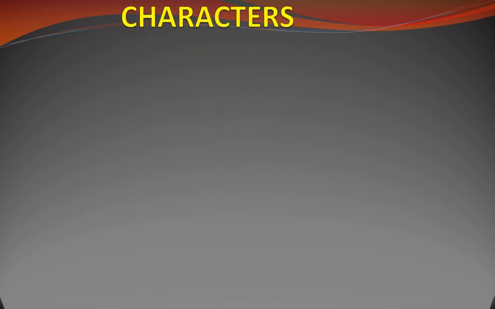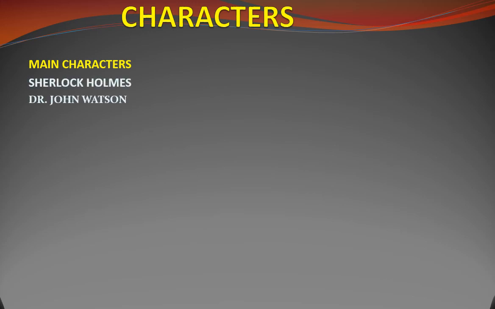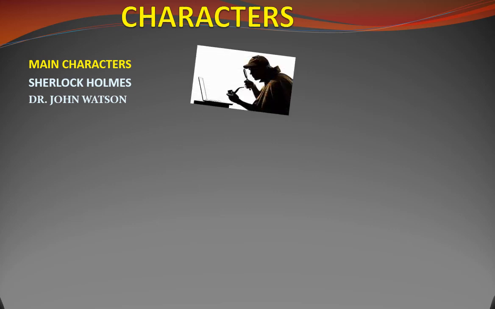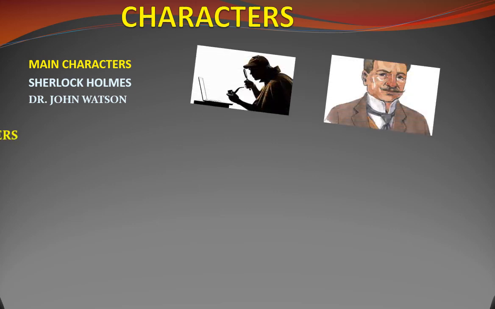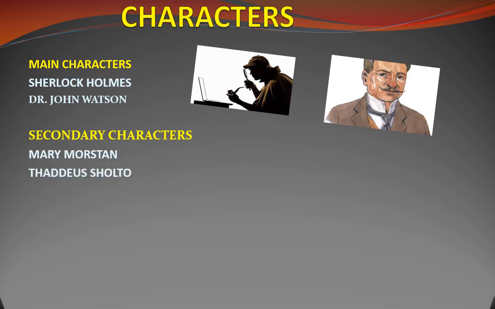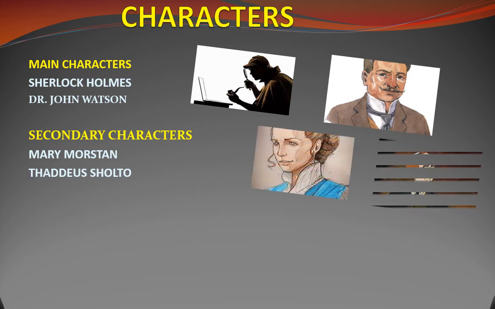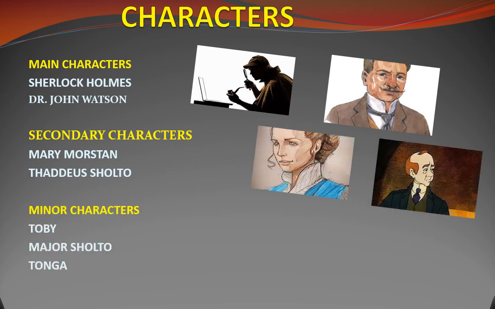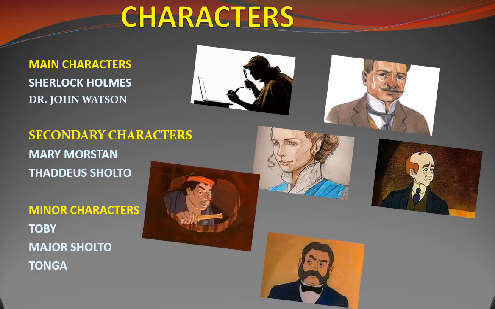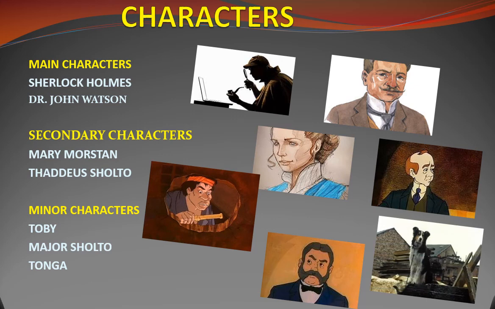Before we proceed with the story of the novel, let us see about the characters of the novel. There are two main characters in the novel, Sherlock Holmes and Dr. John Watson. The secondary characters here are Mary Marston, Thaddeus Sholto, and the minor characters in the novel are Toby, Major Sholto, and Tonga. Let us now learn about each character.